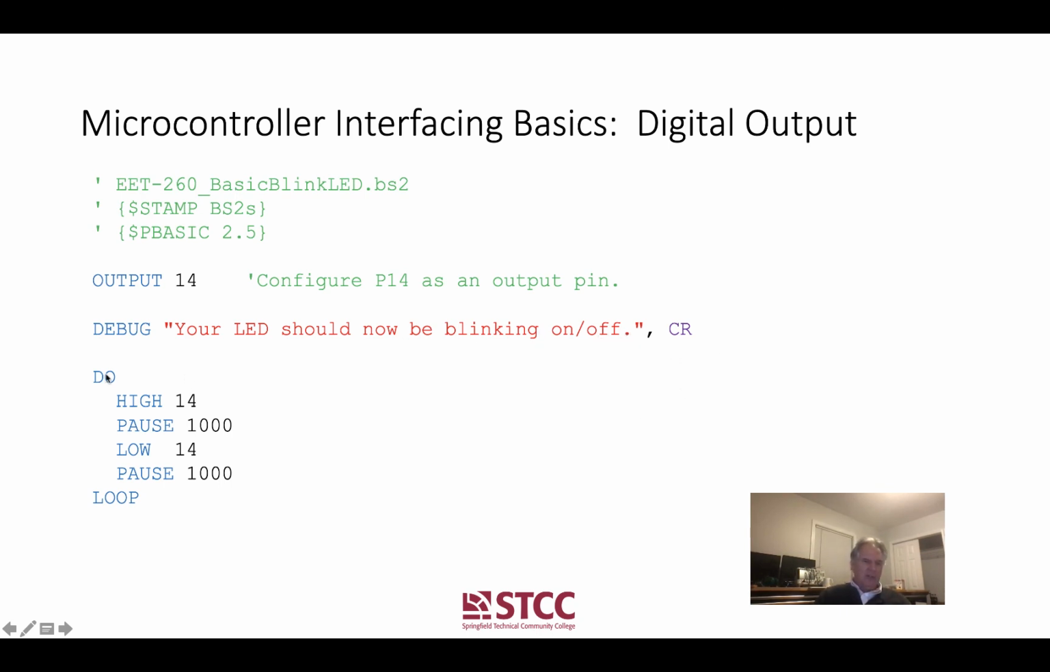Then there's a carriage return, and it goes into a do loop, with do at the beginning and loop at the end, and it says high 14. High 14 means make pin 14 drive out a high voltage level, or about 5 volts. Pause 1000 means pause for 1000 milliseconds, or 1 second. Then it says low 14, so 14 goes down to 0 volts, and once again pause 1000 milliseconds, or 1 second. So when you put 5 volts on 14, the LED should glow for 1 second, then go off for 1 second, and then you just keep repeating that pattern.